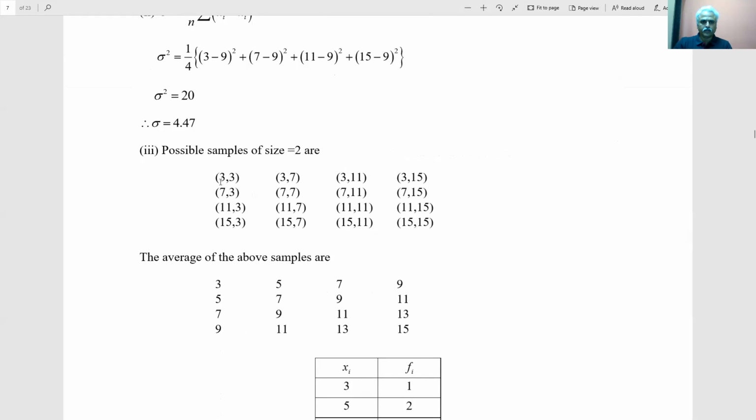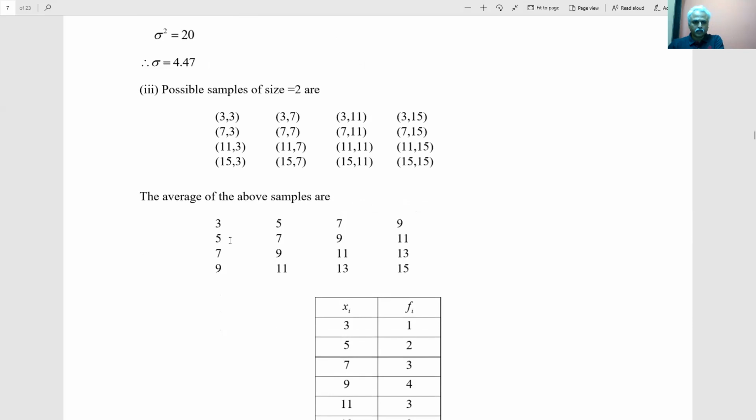So now each of these has got an average. Each sample has got sample size 2. 3 plus 3 divided by 2, 3 plus 7 divided by 2, 3 plus 11 divided by 2, and so on up to 15 plus 15 divided by 2. This becomes the variable. That is, the average of samples becomes the variable.